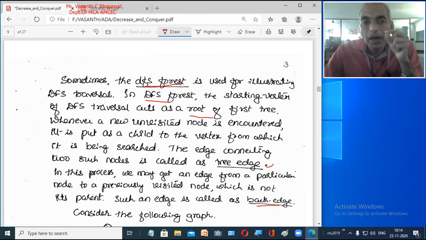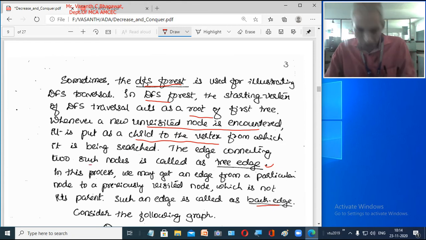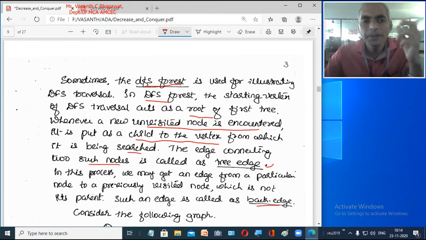When a new unvisited node is encountered, it is put as the child of the vertex. We make that a child node, right? You start from a root node and then you go to the next node, and if you find that it is unvisited, we make it a child of the node from which it has come. Now the edge connecting such nodes is called a tree edge. Later we will see this when we solve the example. So we call that a tree edge.